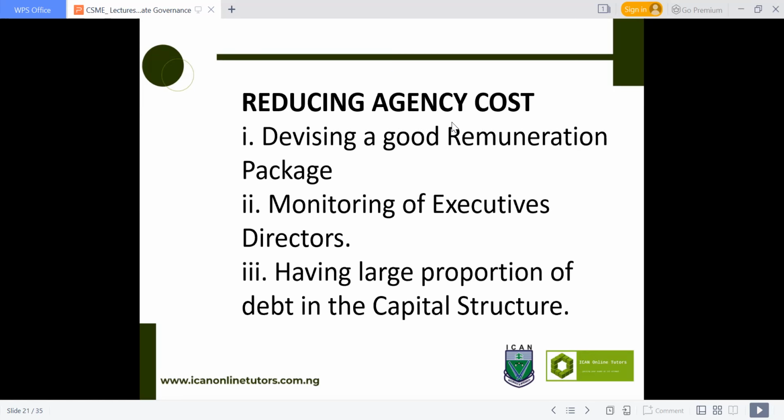Then how can we reduce agency costs? Give them a good remuneration, pay them very well. It is goodwill. Monitoring of the executive, and this one is done by the non-executive director. We are going to be talking about them very soon as well. We have executive directors, and we can also have what we call non-executive directors. And another one is having a large proportion of debt in your capital structure. Even there are some theories in finance that advocate for debt rather than shares.